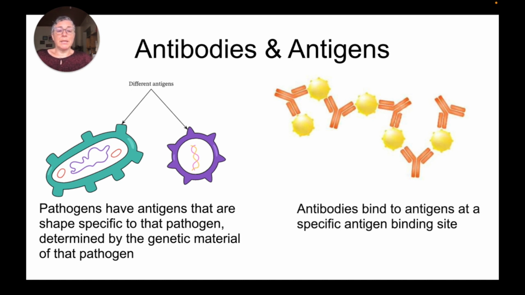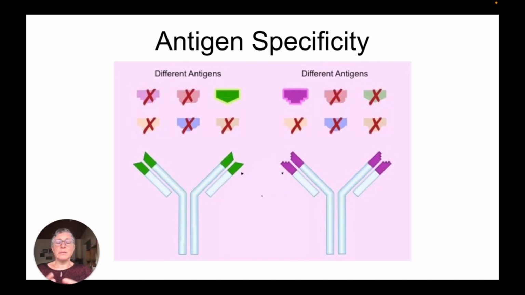Now, antibodies bind to antigens at the specific antigen binding site. So if we're looking at the Y shape, we're looking at the top of the Y, as pictured here. So let's talk about antigen specificity. So we have two antibodies here.